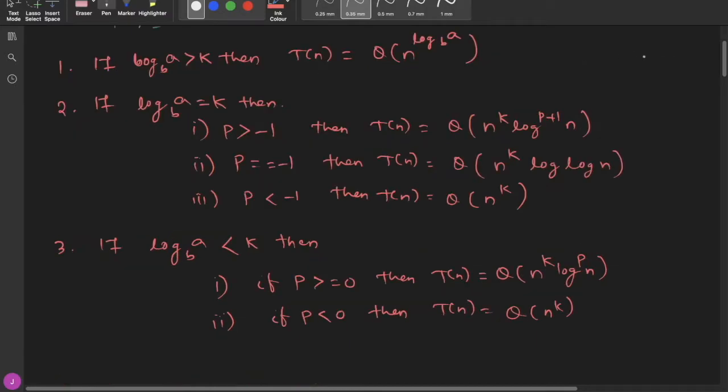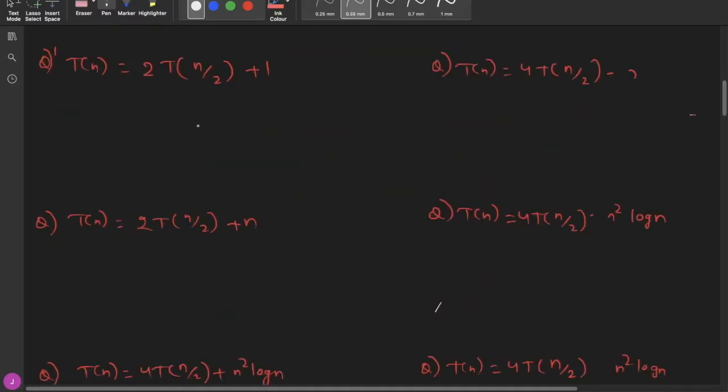Generally it is difficult for students to remember all these rules. So I will not be discussing all these things with you. I'll be directly going for the questions. Through questions we can understand how these formulas get implemented. So now see the first question.